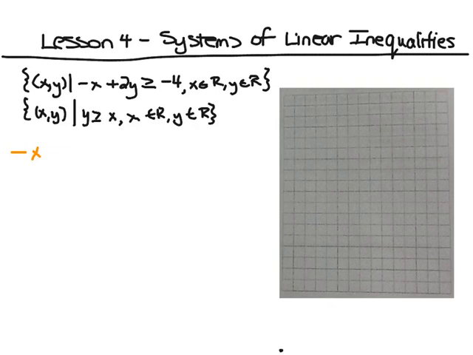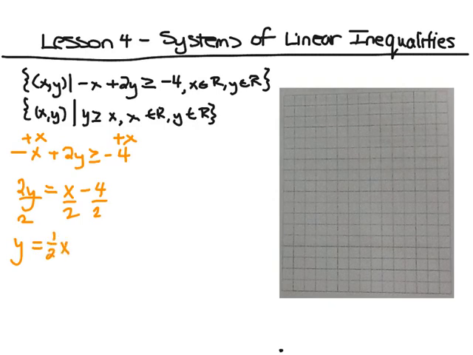So we have negative x plus 2y is greater than or equal to negative 4. So we want to put this into y equals mx plus b form, so we're going to add x to both sides. So we have 2y is equal to x minus 4, divided by 2 for everything. So y is equal to 1/2 x minus 2. And remember, when we're graphing the line, we can just forget about the inequality for a second and just make it an equal sign, because that's going to be our boundary line.